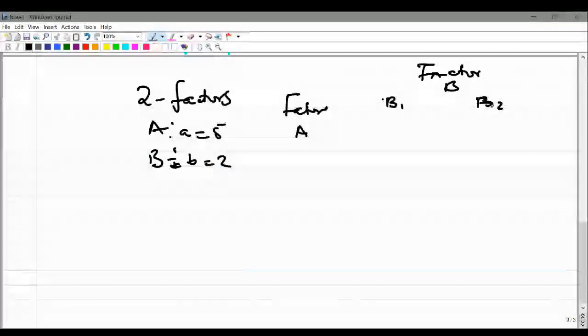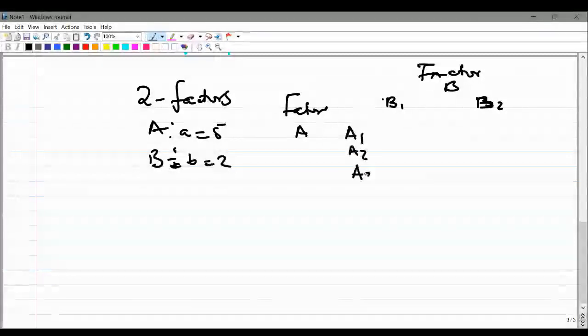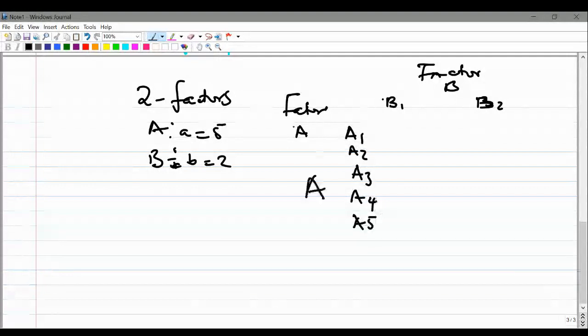B1, B2. Remember, we said B is only having 2 levels, which is B1 and B2. But factor A is having what? A1, A2, A3, A4, A5. So A is having 5 levels. So now our focus is in a case where R is greater than 1.